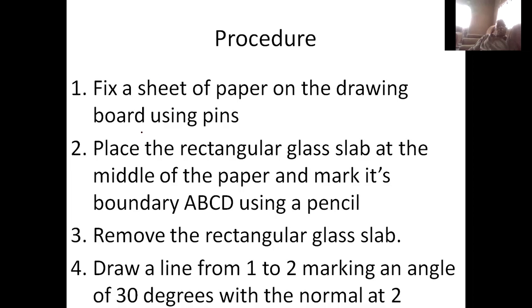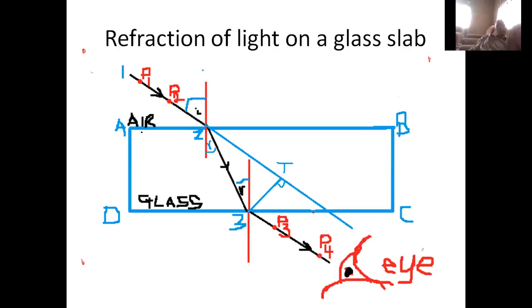So number two is that you place the rectangular block at the middle of the paper, where we have placed this paper here. Remember, we place the paper and then you put pins. And so you place now the rectangular block in the middle, the way we have done here. You place it in the middle of this paper, and you draw around it, you trace it with the pencil, making its shape as when you place it in the middle.